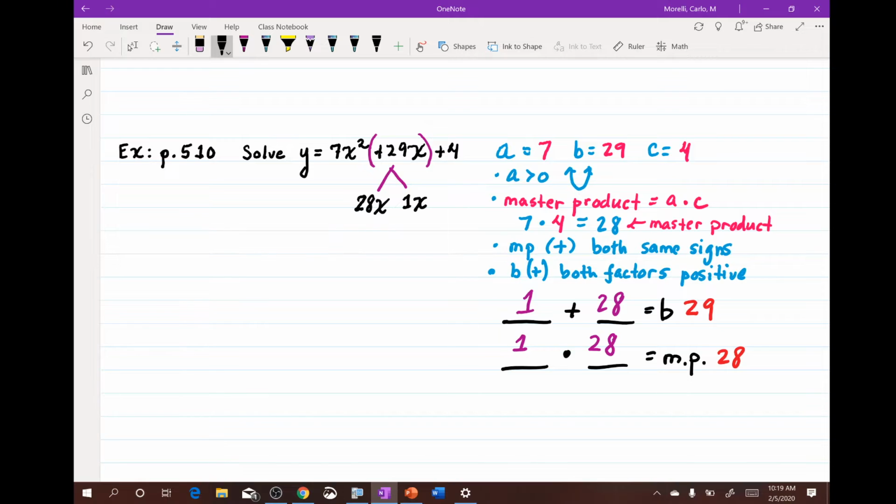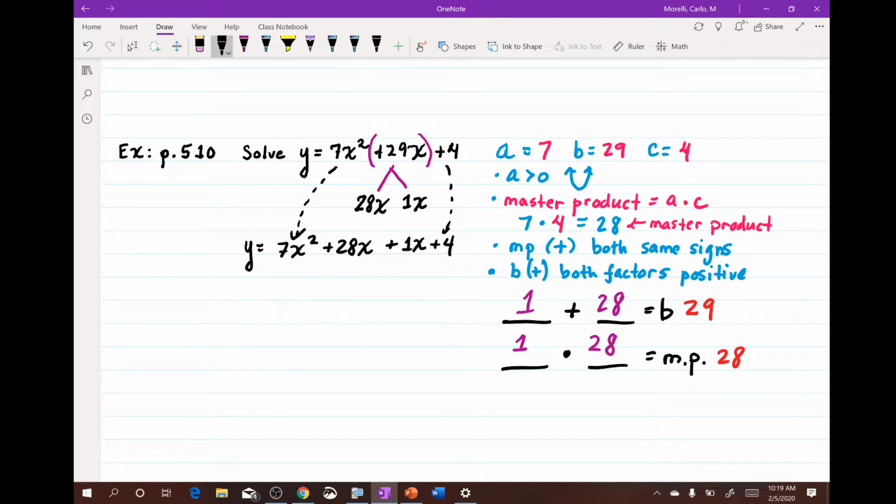Now watch this. This is cool. Y'all will like this. We're going to write, new line, y equals, this homeboy comes down right here, 7x squared plus 28x plus 1x, and then this homeboy comes down right here, plus 4.